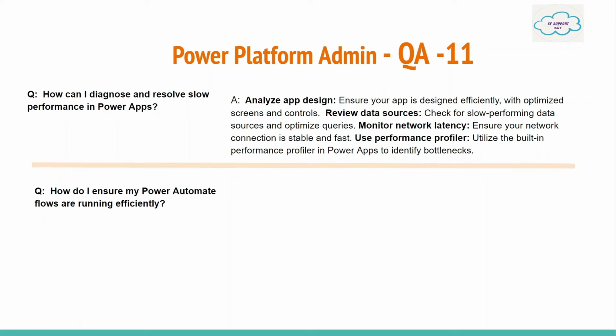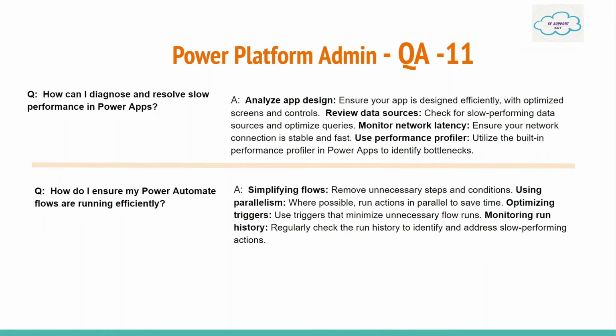Question: how do I ensure my Power Automate flows are running efficiently? Simplifying the flow, using the parallelism wherever it is possible, optimizing the triggers, use triggers that minimize the unnecessary flows, monitor the run history, regularly check the run history and identify and address slow performing actions.